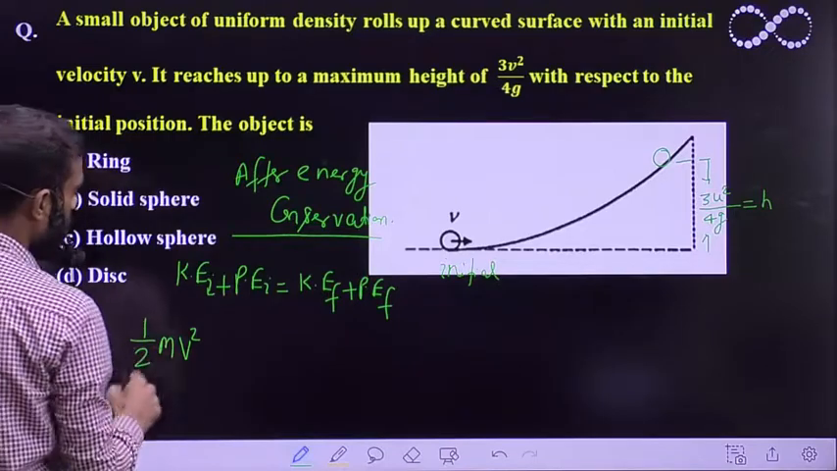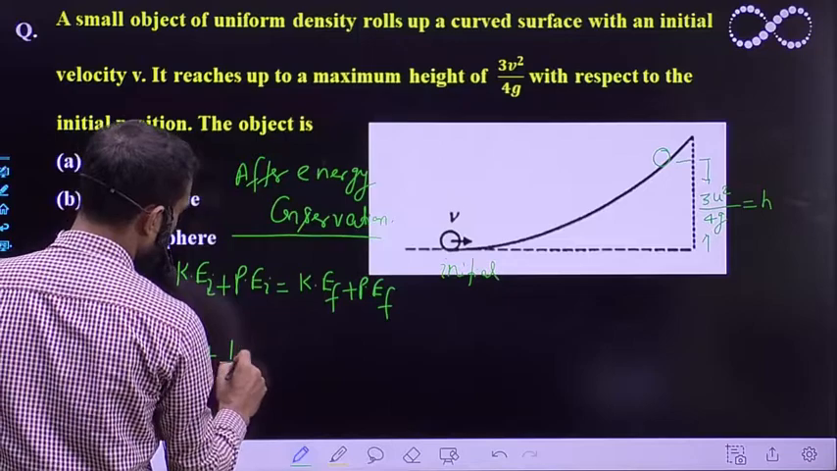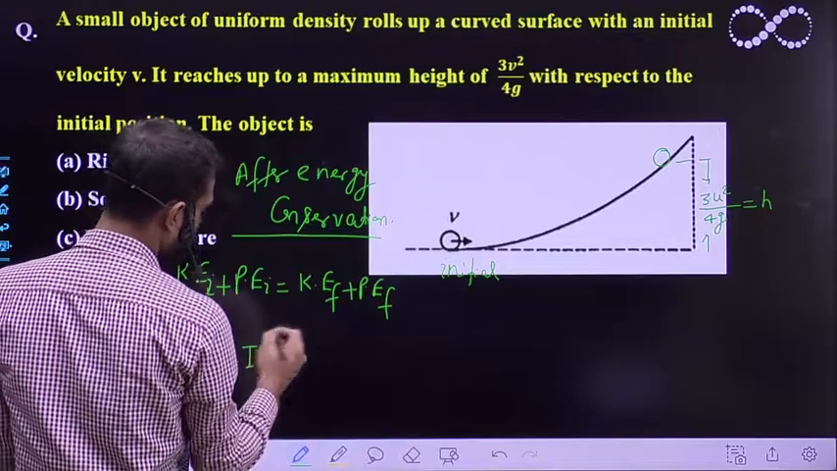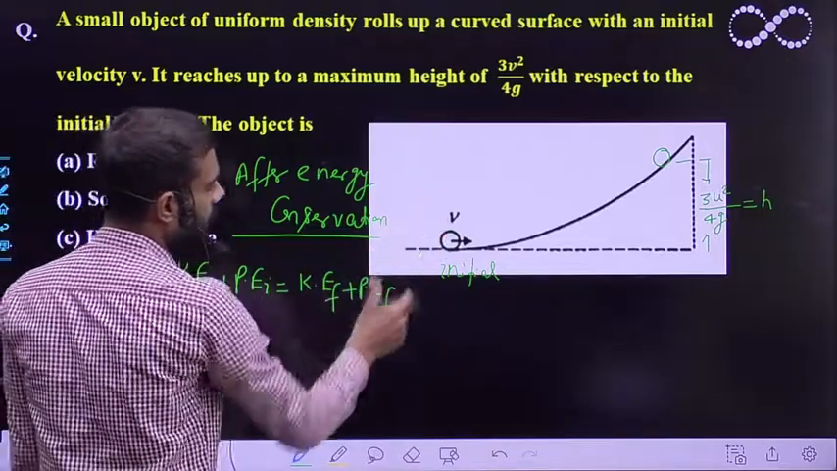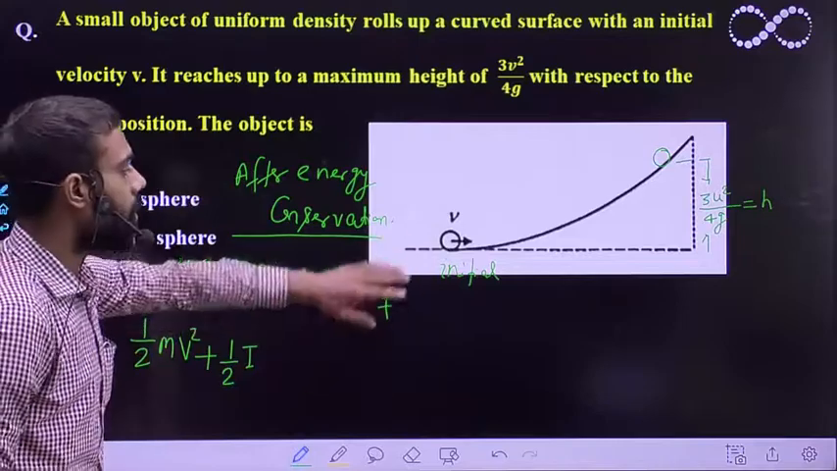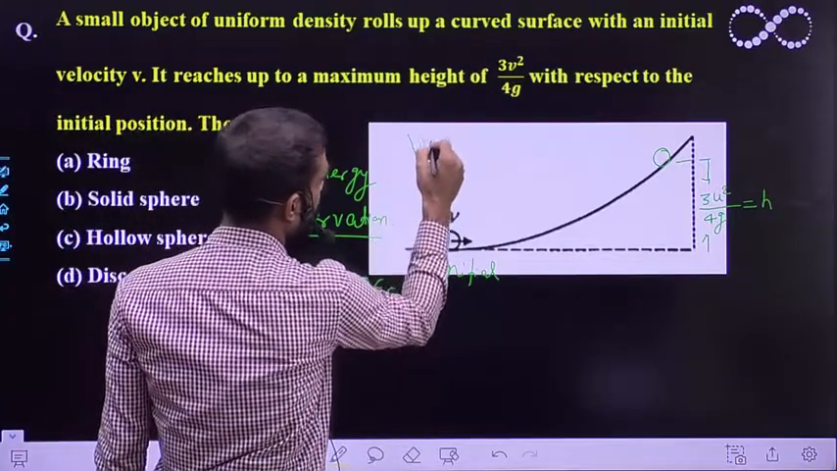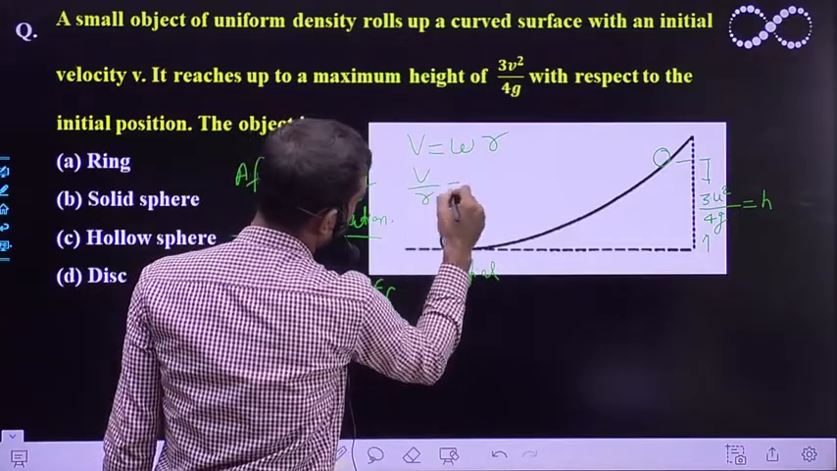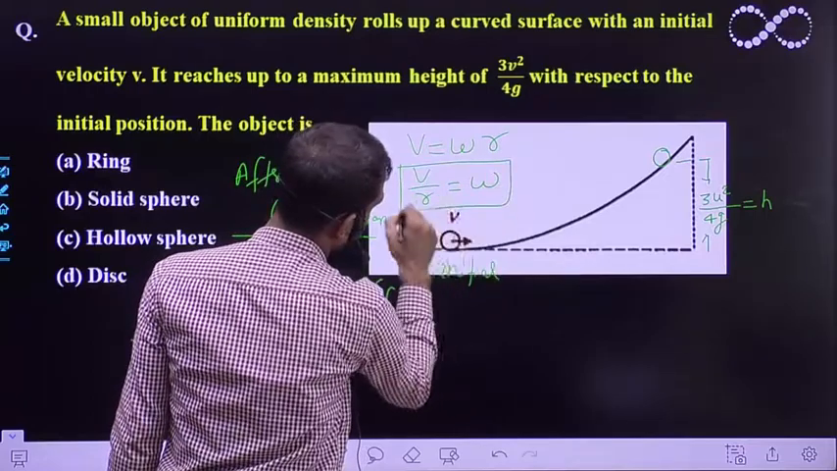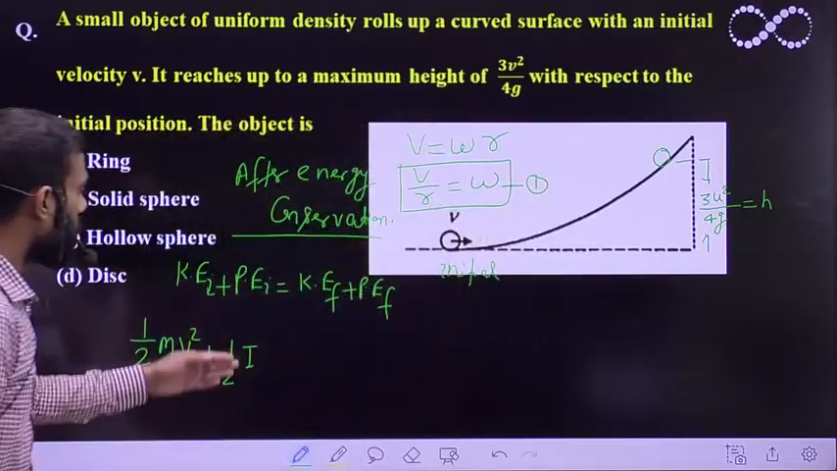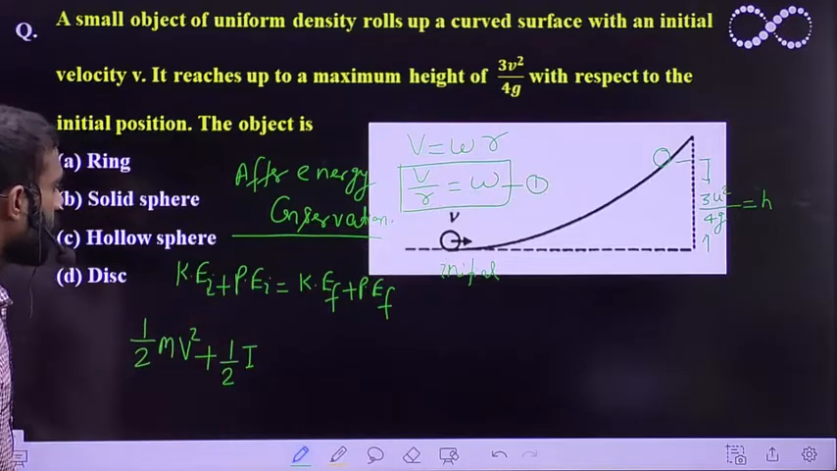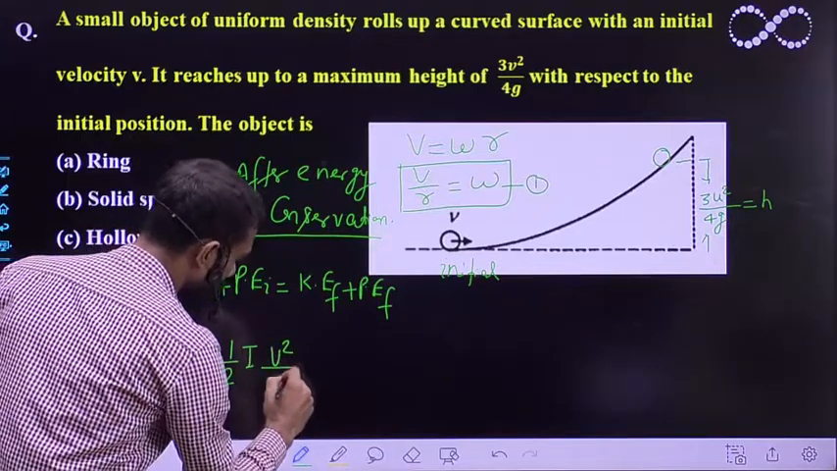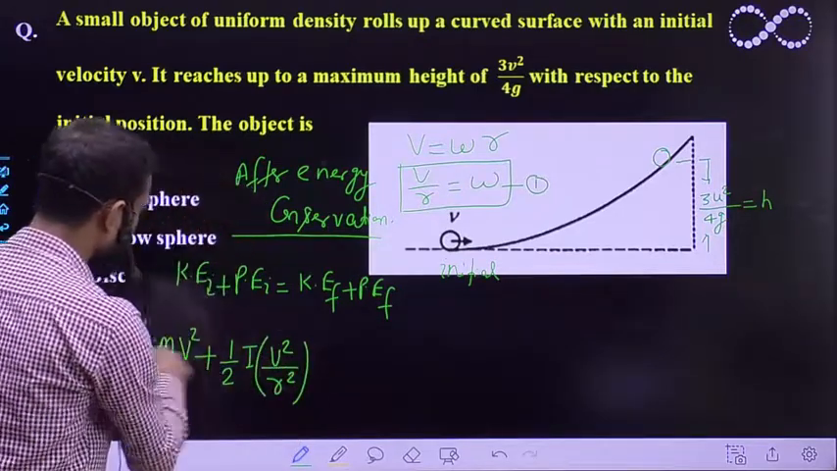So 1 by 2 m v square plus the rotational kinetic energy, which is 1 by 2 I omega square. Since it is rolling purely, in the case of pure roll v is equal to omega into r. So I can say v upon r is equal to omega. Let us call this equation 1. Using this equation, the rotational kinetic energy will be 1 by 2 I into v square upon r square. So this is the total kinetic energy.